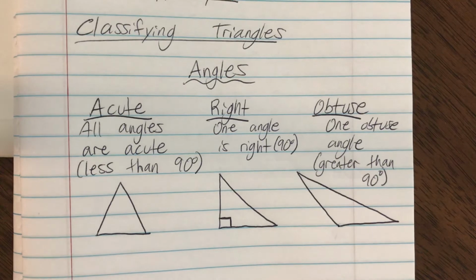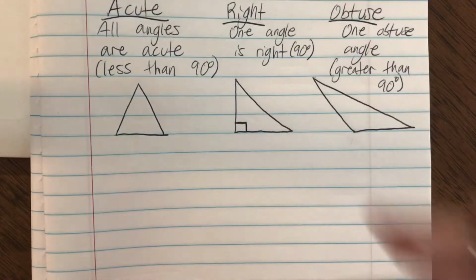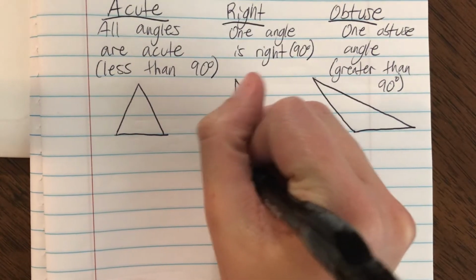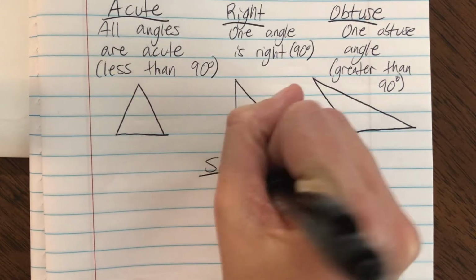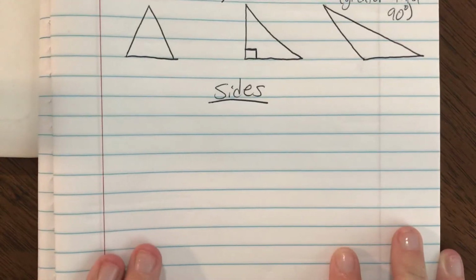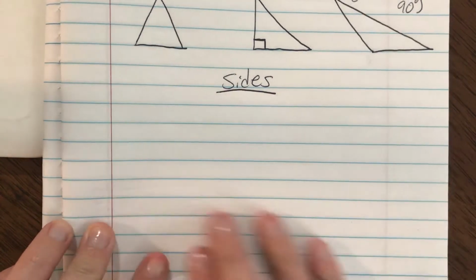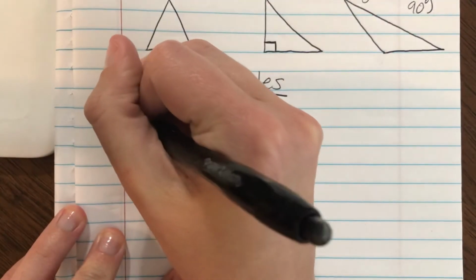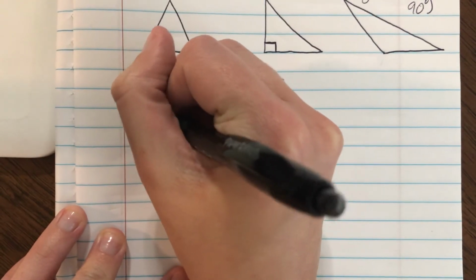Okay? So now going into the side triangles. These names are a little bit trickier. However, I promise I have some helpful hints that can help us get through this. Okay, so we're going to come down here and talk about the side names, classifying them based upon their sides. The first triangle that we're going to look at is going to be an equilateral.